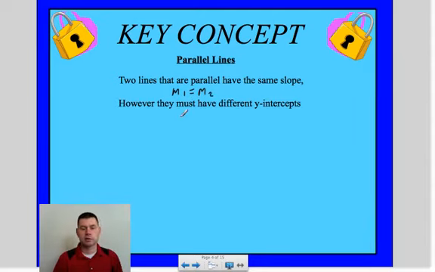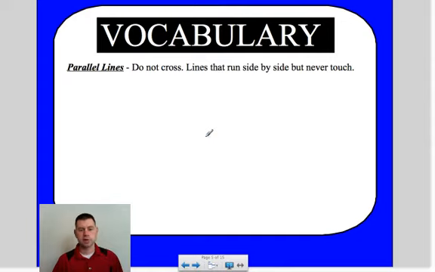Okay, however, they must have different y-intercepts, which means b1 absolutely cannot equal b2. If their slopes are the same and they have the same y-intercept, they're actually going to be the exact same line, which means that they're going to be touching everywhere, not just one spot, every single spot. So we cannot have the same. As we talked about, parallel lines do not cross. They're lines that run side by side but never ever will touch.